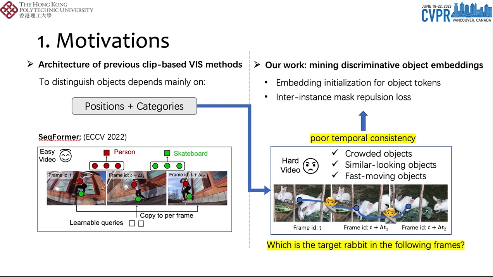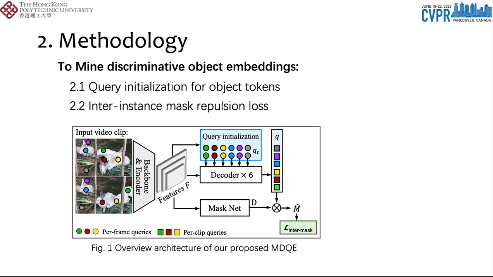To address these issues, we propose to mine discriminative query embeddings, MDQE, to segment occluded instances on challenging videos. This paper includes two major parts: object query initialization and the inter-instance mask repulsion loss. We first outline the proposed MDQE in Figure 1.